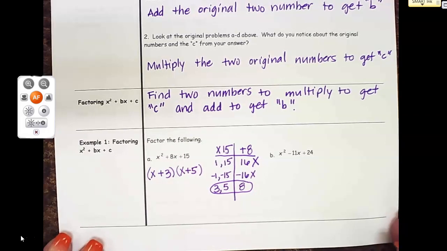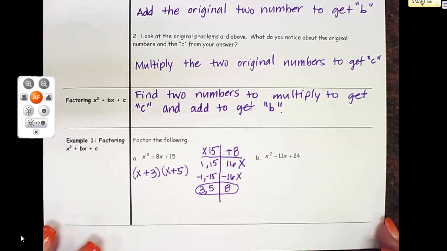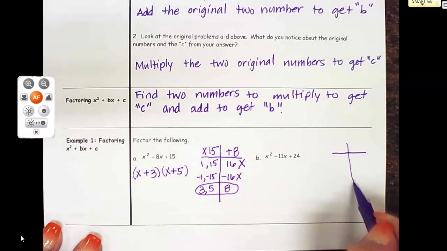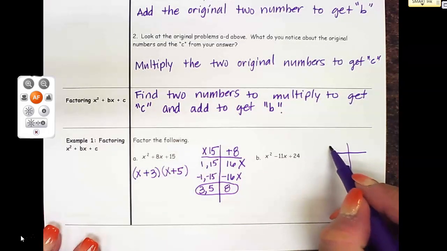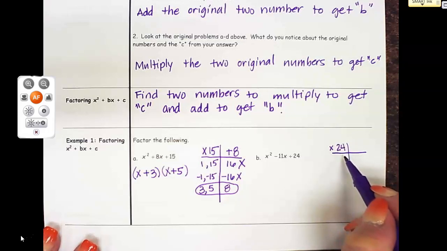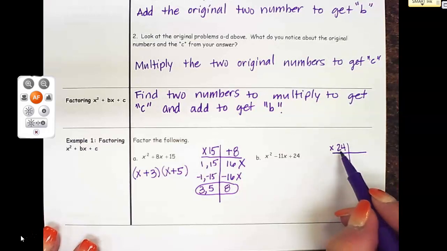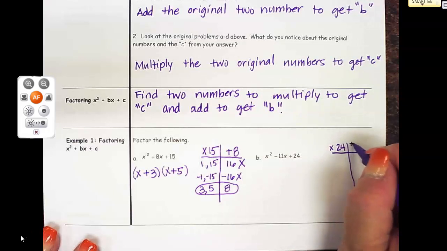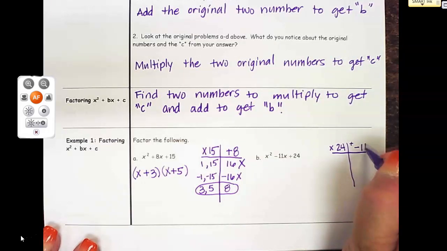We're still doing a teacher-led example, so you can just kind of join along and try to anticipate what I'm doing. I'm going to set up my table, and I'm going to say I am looking for two numbers that multiply to equal 24, and that's a positive 24. If it was negative, I would have to write the negative there. So two numbers that multiply to equal positive 24, two numbers that add to equal negative 11.